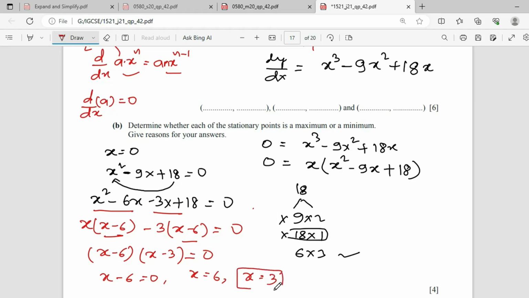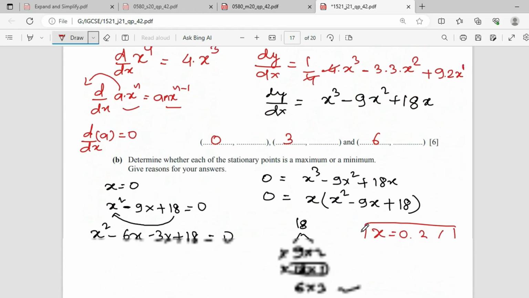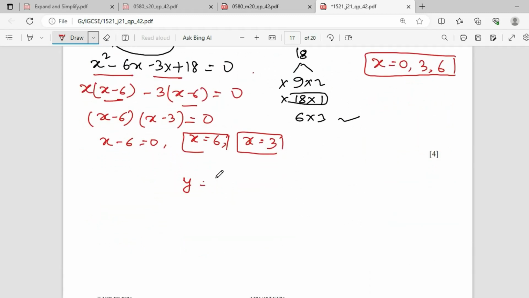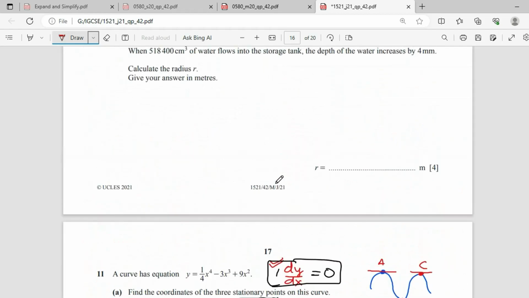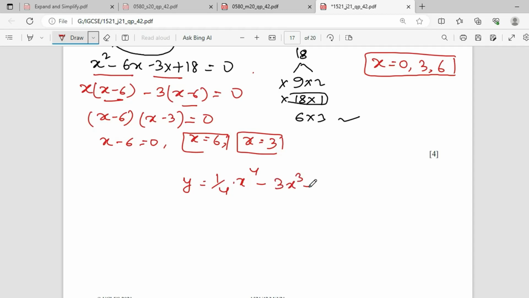So we now have 3 points which we got: x equals 0, then 3 and then 6. We have to find the respective value of y in order to complete this question. So the first part is done: 0, then 3 and then 6. Now what is our question? If you see here, the question was y equals 1 upon 4 x raised to power 4 minus 3x cube plus 9x square.